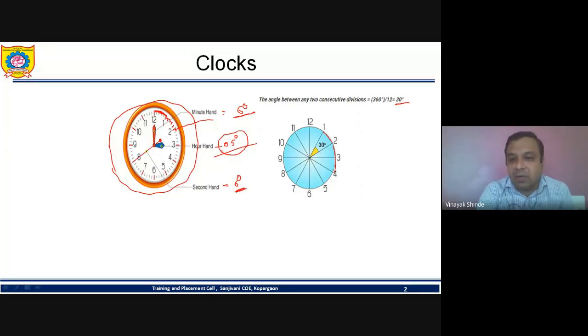In 1 hour, we have a total of 30 degree, right? So here I have shown that in 1 minute it is 6 degree, in 2 minutes 12 degree, in 3 minutes 18 degree, in 4 minutes 24 degree. So irrespective of the minutes, these are the degree classifications.